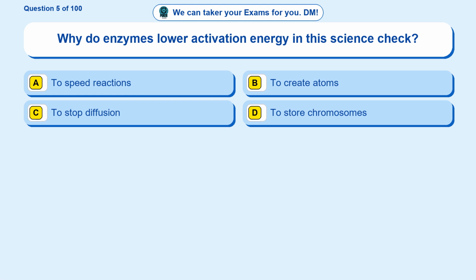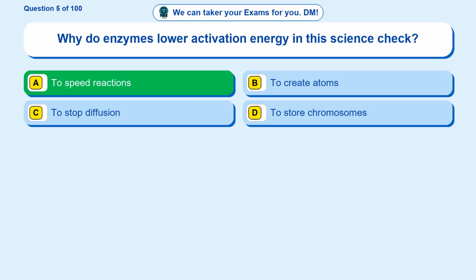Question 5. Why do enzymes lower activation energy in the science check? Option A. To speed reactions. Option B. To create atoms. Option C. To stop diffusion. Option D. To store chromosomes. The correct answer is option A.